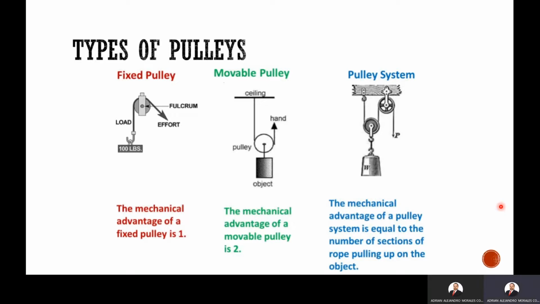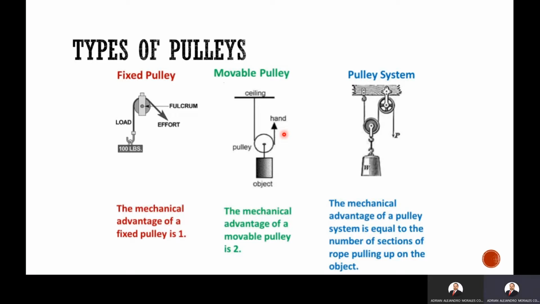A mobile pulley usually is fixed to the ceiling, and a pulley is fixed to an object. And when you pull the cord or the string or the chain, the object rises up. The mechanical advantage of a mobile pulley is 2. If you make a horizontal line crossing the pulley system, the mobile pulley, you can find that you can cross over 2 cords or 2 lines. Usually it is related to the mechanical advantage.